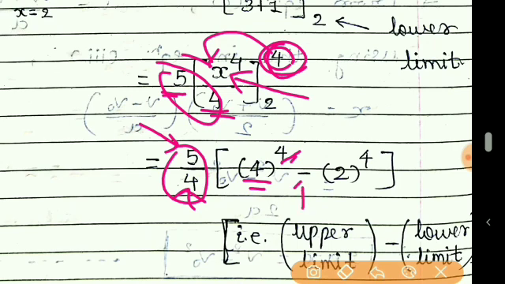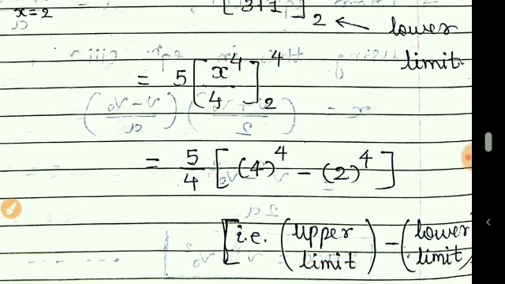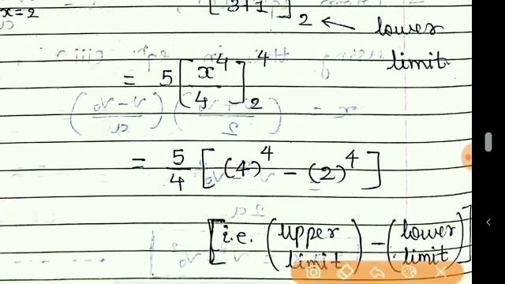Then minus lower limit. Now in place of x, what will we put? We will put the lower limit, that is 2. So 2 raised to 4. So upper limit minus lower limit means in place of x, we will put first this upper limit, that is 4, then the lower limit 2.